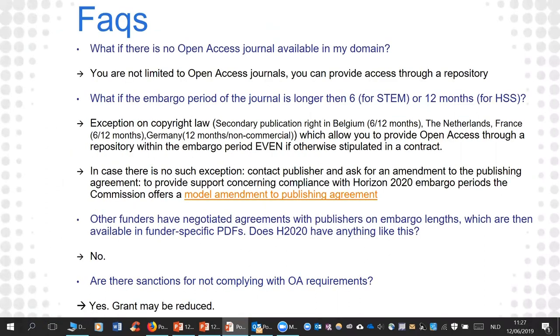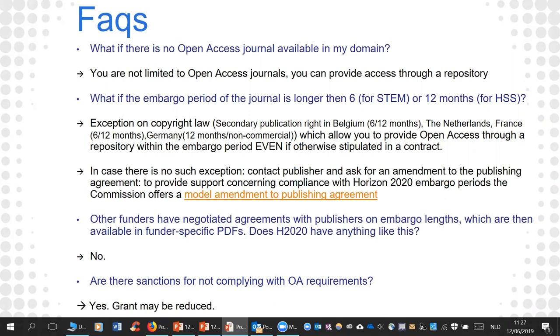I'd also like to quickly answer some frequently asked questions and also some questions that have been submitted to the form. Thank you for that. So what if there's no open access journal available in my domain? I hoped I made it clear that you can choose whatever journal you want. So you're not limited to open access journals. If there's not a journal available, you can still provide open access to a repository.